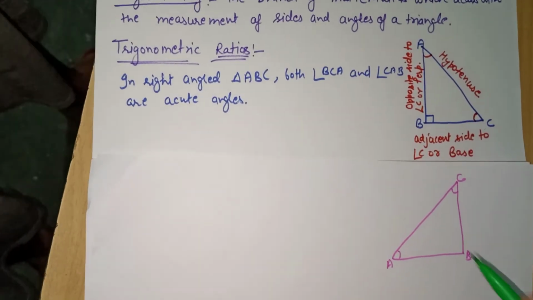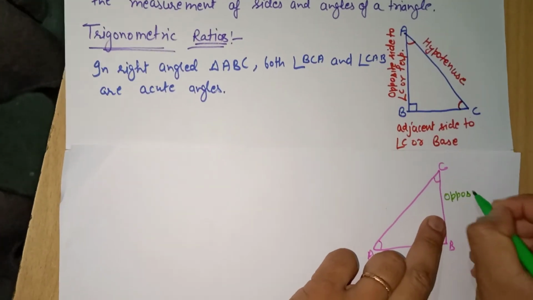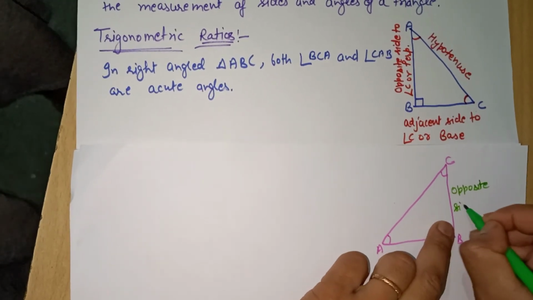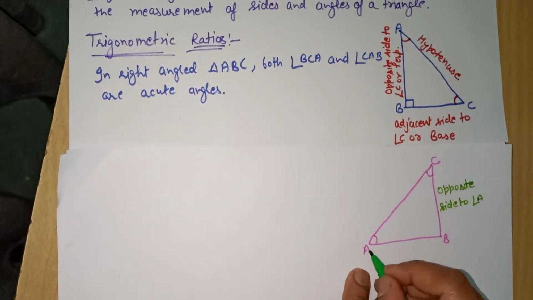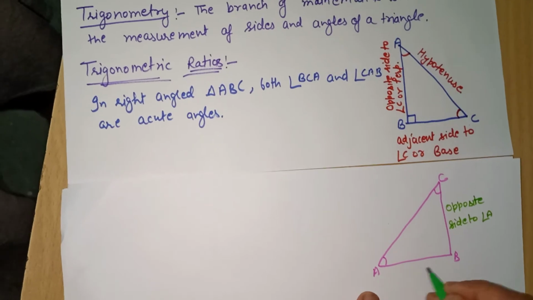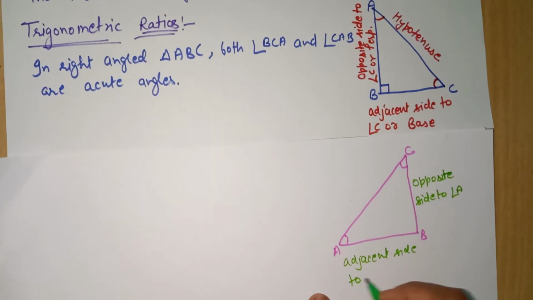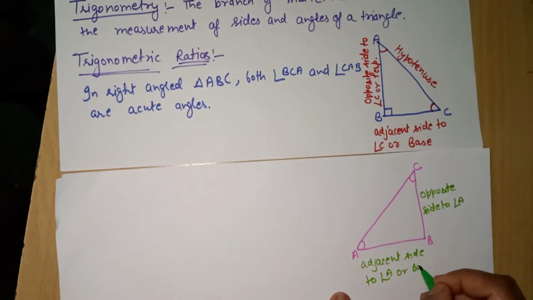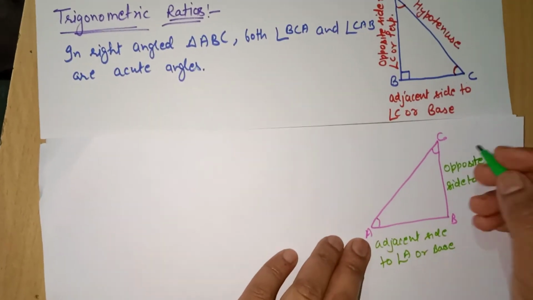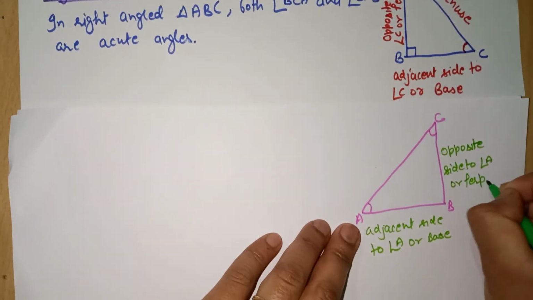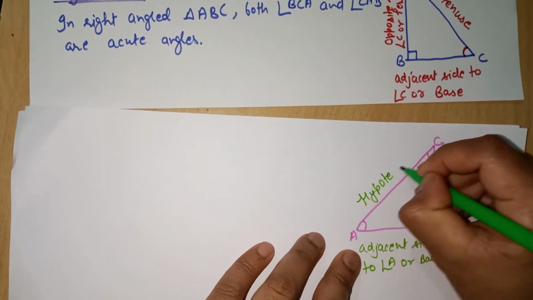So here if we consider the acute angle A, then its opposite side to angle A will be BC, and the side adjacent to angle A is called the adjacent side to angle A, or we take it as the base. If we consider the angle A as the acute angle, then this will be the perpendicular and this is the base, and AC remains the hypotenuse.